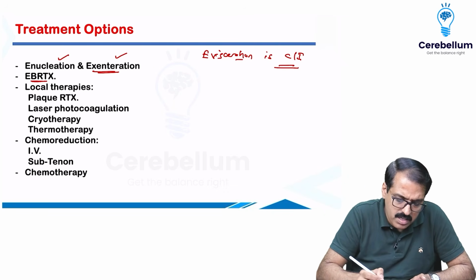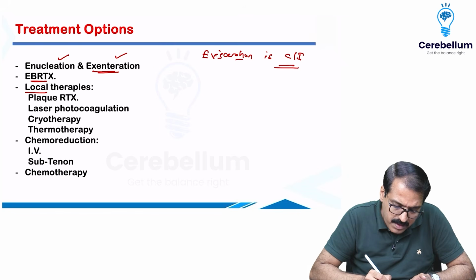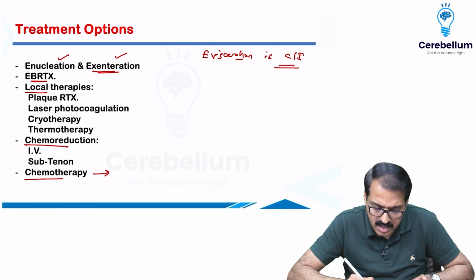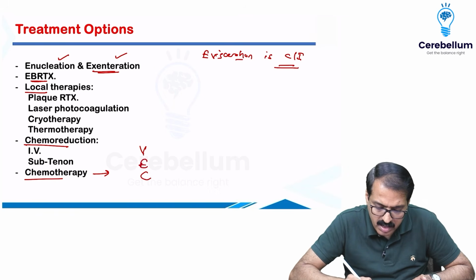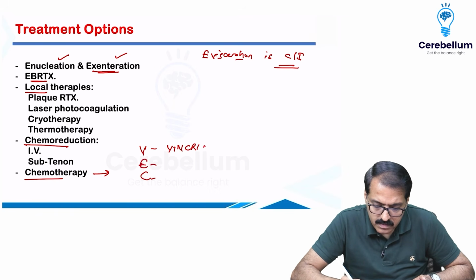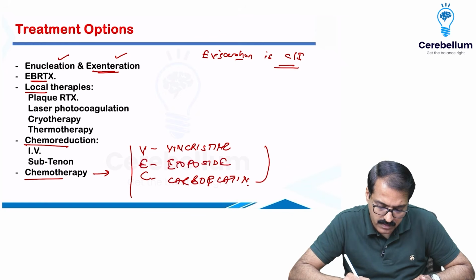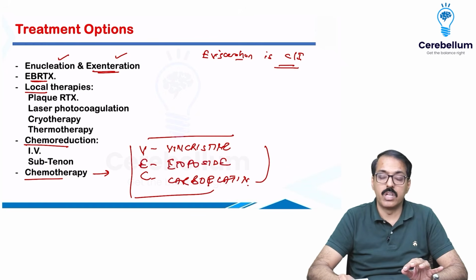External beam radiotherapy is one possibility. Then local therapies, chemoreduction and chemotherapy. In chemotherapy, the drugs that are used are the VEC regime, that is vincristine, etoposide, and carboplatin. These are the drugs which are used in the VEC regime. This is used for chemotherapy.